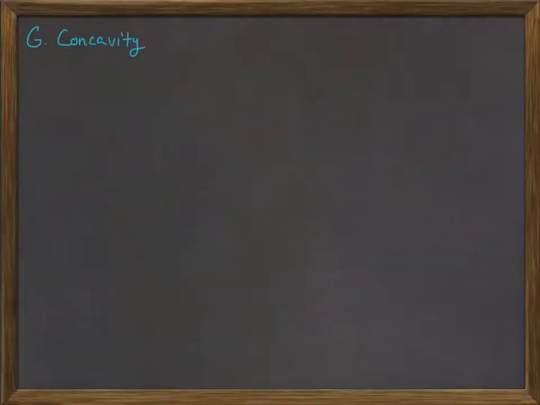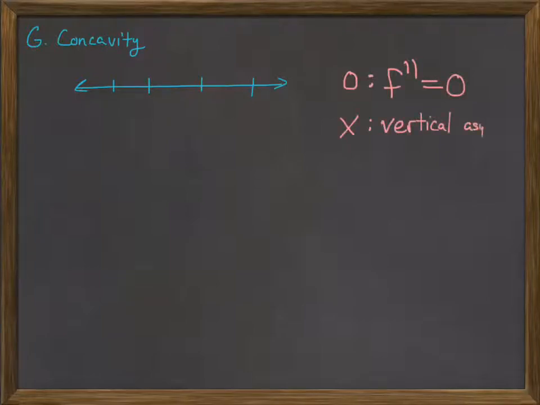Speaking of concavity, we have the same way of dealing with this. So let's say we have a number line. Again, I'll put a 0 where the second derivative goes to 0, and put an x where there's a vertical asymptote. And we break this up into intervals and talk about the sign of the second derivative.